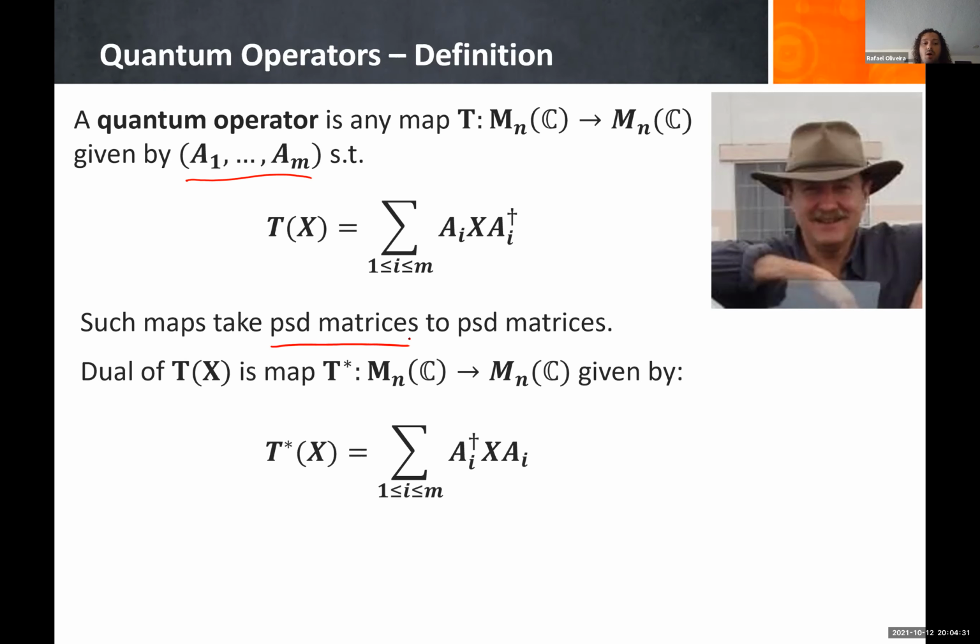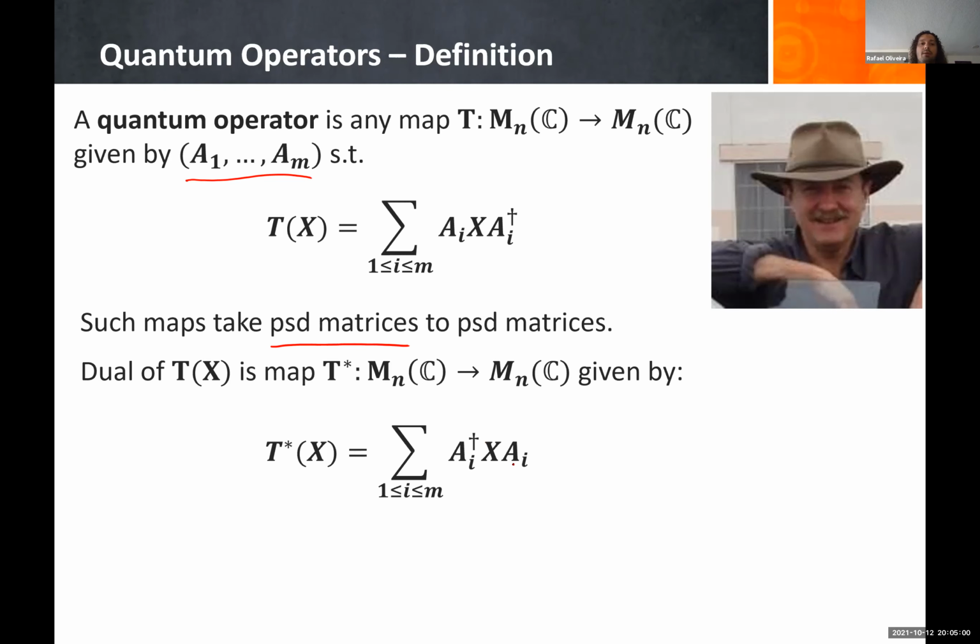And this map also has a dual. This dual is with respect to the Hilbert-Schmidt norm, where your inner product is like trace of A B transpose, right? If you look at this norm, you have this dual of the map, which is also very beautiful and very simple. It's just given by T star of X, where you just flip the conjugate transpose, right? So it's the sum of AI conjugate transpose, X, AI.